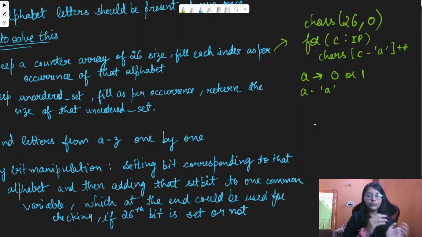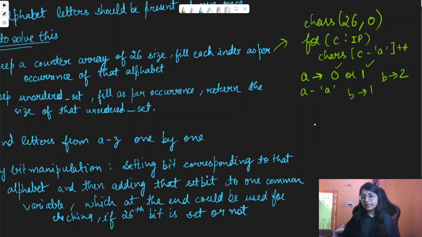But the thing is, from whichever index we start, from that index only the other letters would follow. Because if 'a' is getting 0, then 'b' will get 1, or if 'a' is getting 1, then 'b' will get 2. In that manner I'm saying.